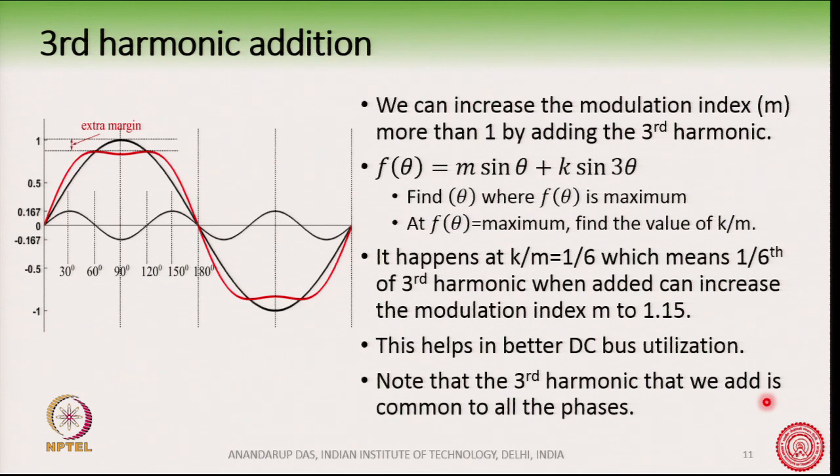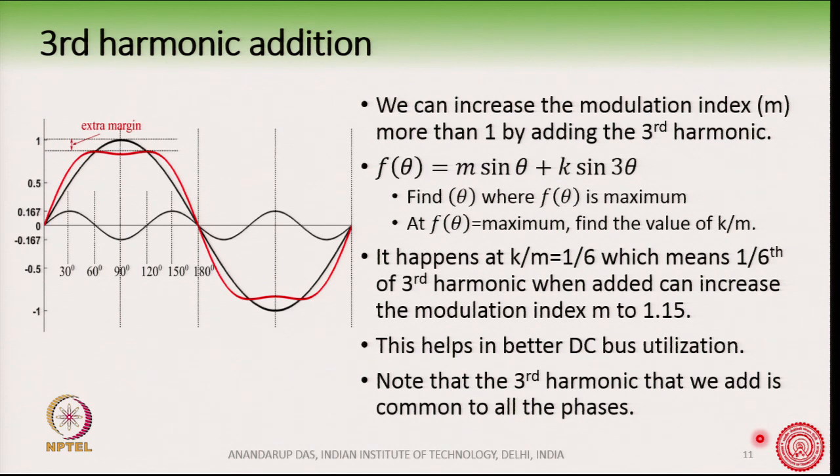So, we are trying to find out what is the ratio of k by m, so that we will know that given a value of m, how much third harmonic I can inject, so that I will never cross the plus 1. So, our aim is that we will never cross this plus 1 here by adding the third harmonic. So, we are trying to find out the value of k by m.